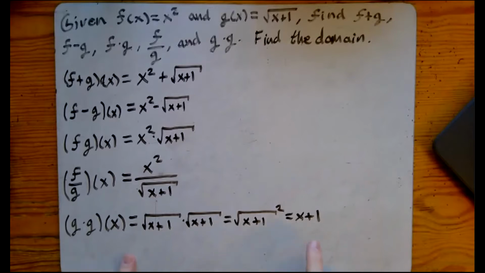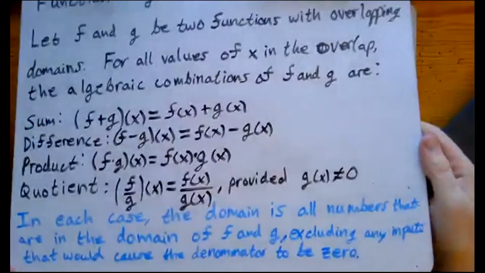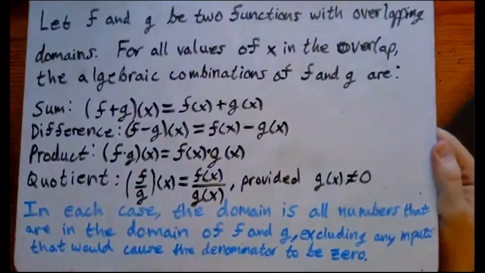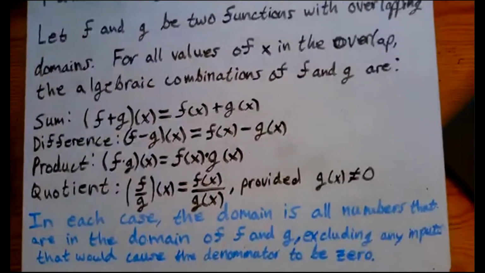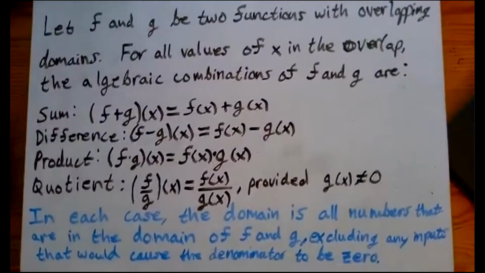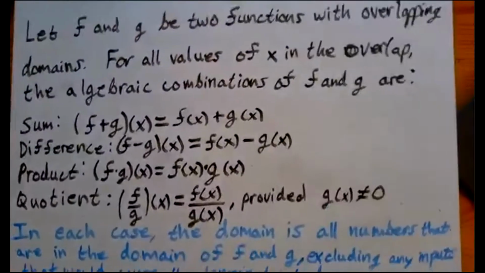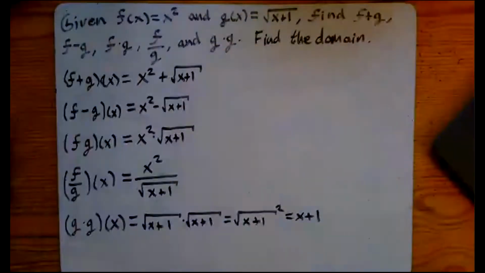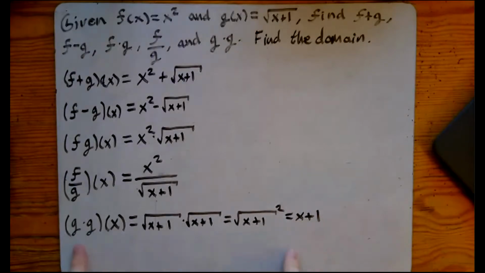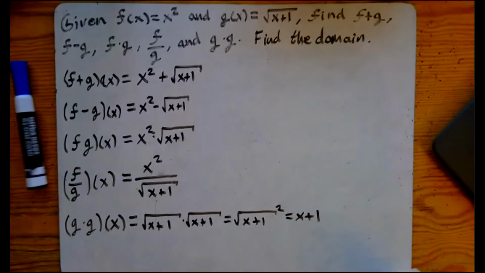That said, it is worth noting that there is a twist here. Remember, the domain is all numbers that are in the domain of both f and g, or our combined functions, excluding any inputs that would cause the denominator to be zero. So let's take a moment and find the domain here, because we'll find that the domain occasionally has a few twists for us.